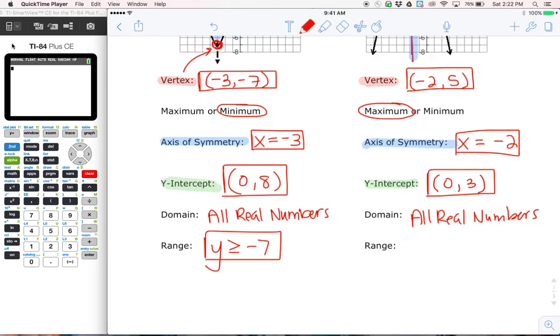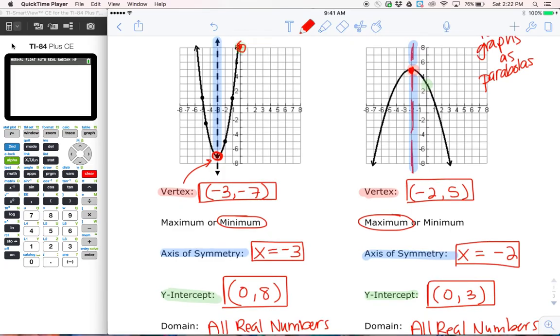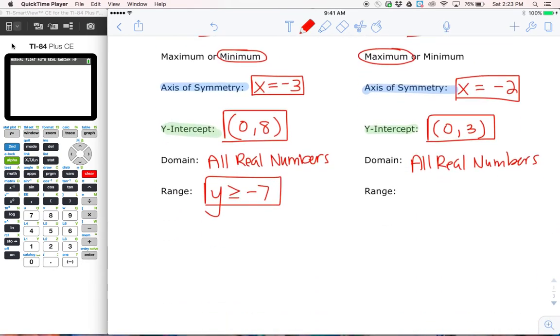Now the range, however, look at the graph. Okay, it looks like my y values start here and then they go down. So what are all the y's? Okay, well, they're either 5 or below 5. So how do we express that? Well, we say all the y values compared to 5 are less than or equal to that, right? They're at 5 or below, less than or equal to 5.